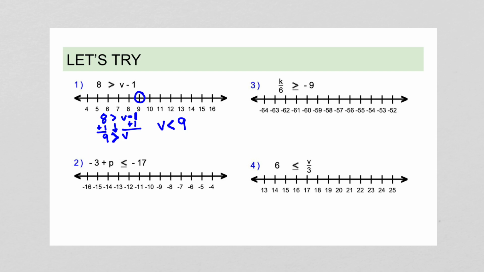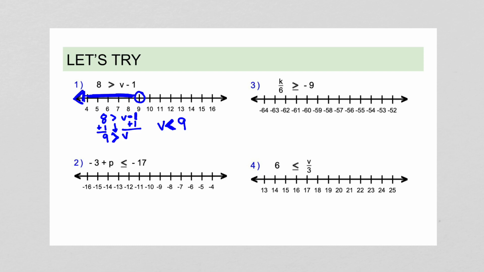Well, I know when I'm graphing something equal to, it can be exactly that, and I close it up. But this doesn't have an equal to on the bottom, so I'm going to leave it open, and I'm going to go ahead and shade to the left, because I know that everything v is smaller than 9. So all the things smaller than 9 are my answer.